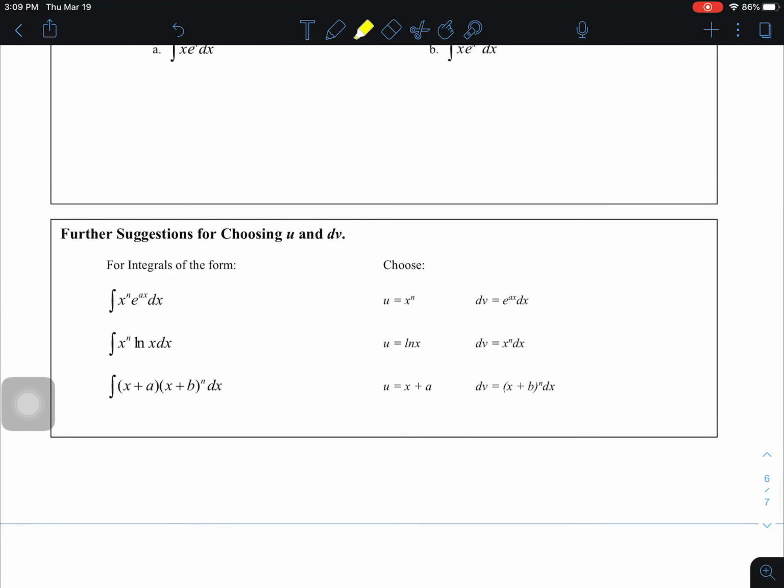At the very bottom here, this gives you a really nice summary of how to choose what U would be in each scenario, and then what dV would be. You can see that if there's an E, usually we're saving that for dV. Remember we said if there's a natural log, that has to be what you pick for U, because we can only take the derivative of natural log right now. And when given 2 quantities, the more complicated of the 2 is typically your dV.